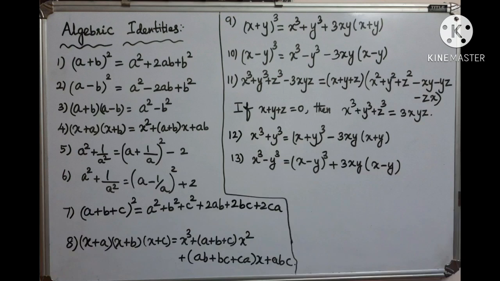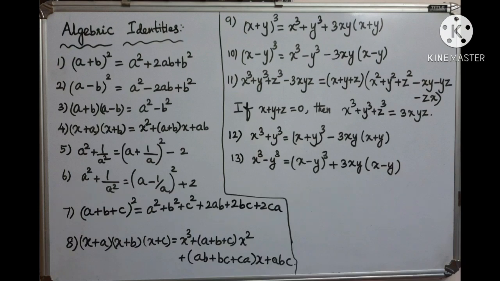Okay. And then the 11th one is x cube plus y cube plus z cube minus 3xyz, which is equal to (x plus y plus z) into (x square plus y square plus z square minus xy minus yz minus zx). In this case, if x plus y plus z is equal to 0, then we can write the formula as x cube plus y cube plus z cube is equal to 3xyz.